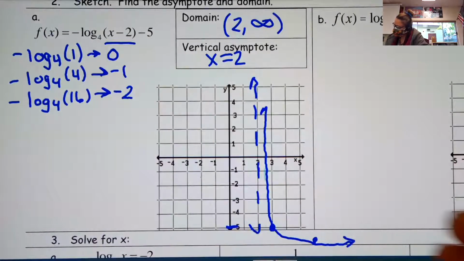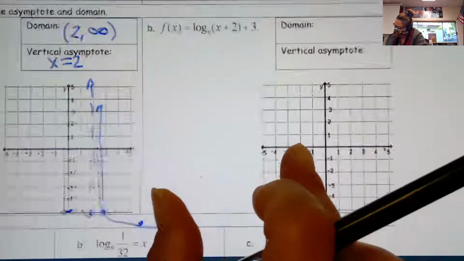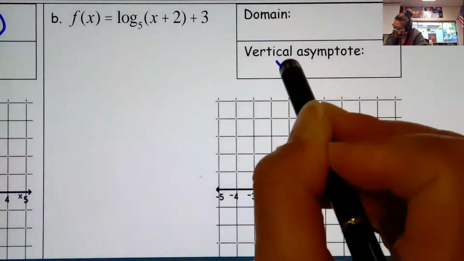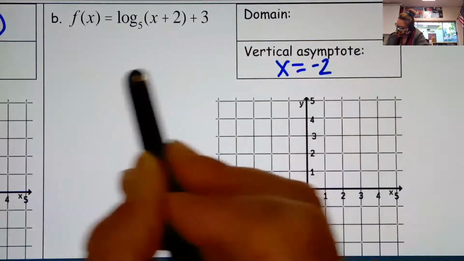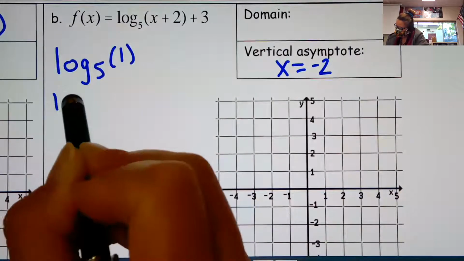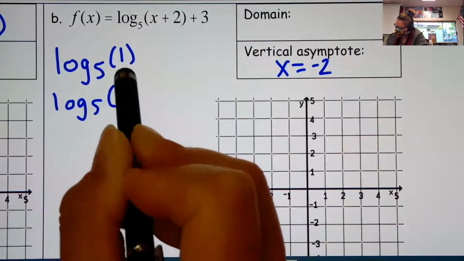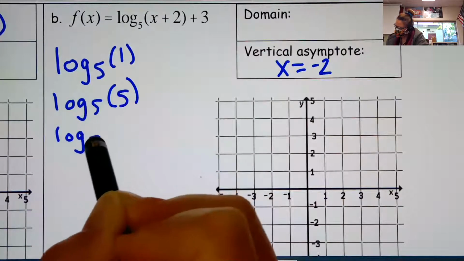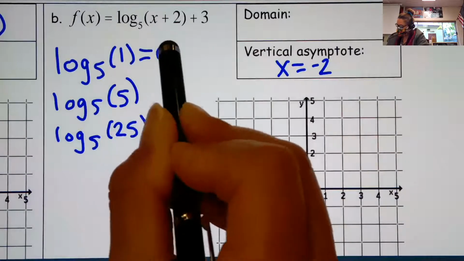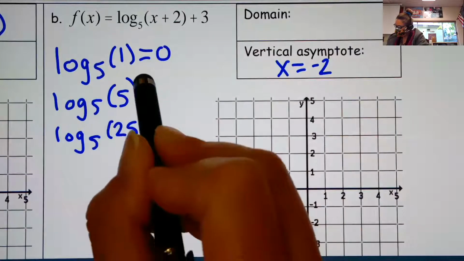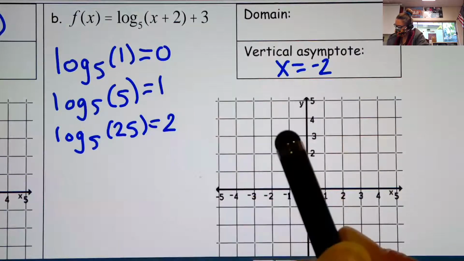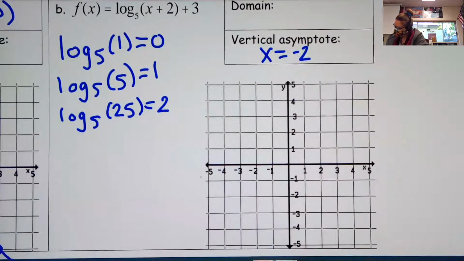Okay, so the next one, another log. This one has x equal -2 as an asymptote. And I'm thinking about log base 5, log base 5 of 1, log base 5 of 5. I would do log base 5 of 25, but it's not going to fit. So log base 5 of 1 is 0. Log base 5 of 5 is 1. Log base 5 of 25 is 2. Okay, so that's what I'm going to plot.